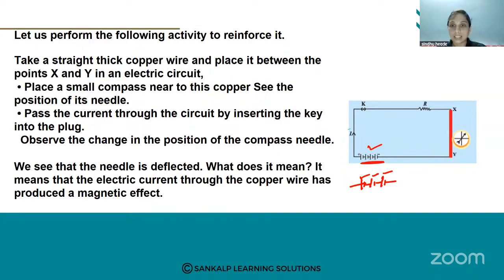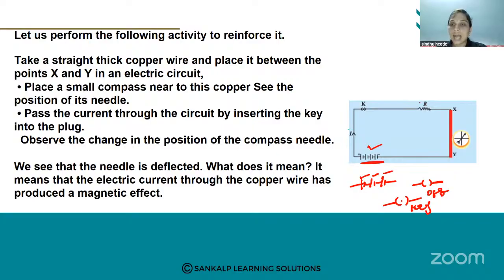This is the battery, this is the positive end of the battery and this is the negative terminal of the battery. See, next, this positive end is connected with the plug key. We know that this is the symbolic representation of a key, right? It is in the off state. When it is on, this is the on state of the key.